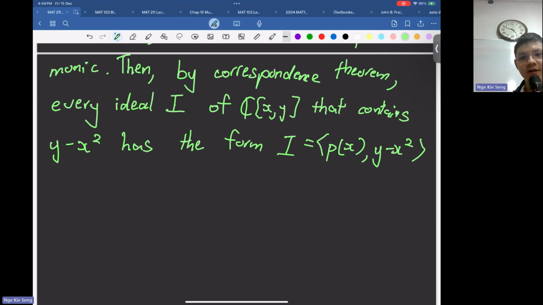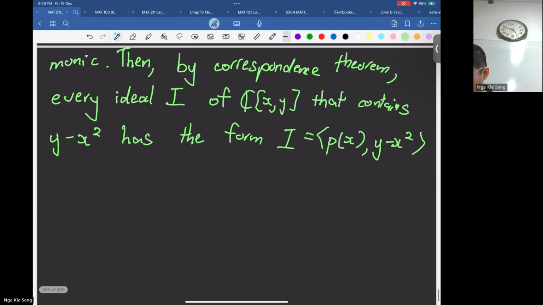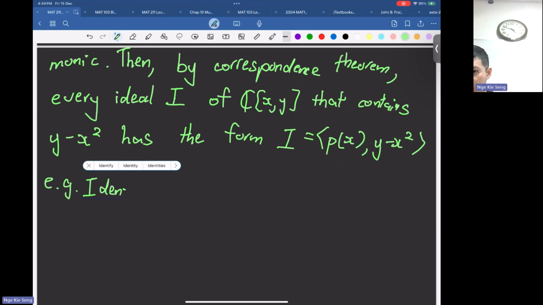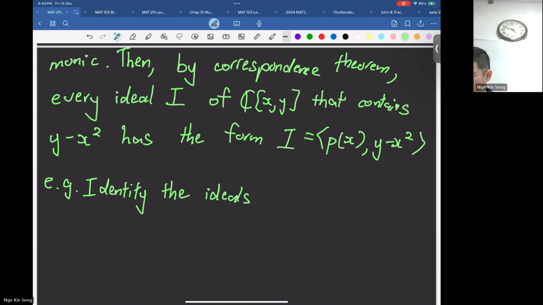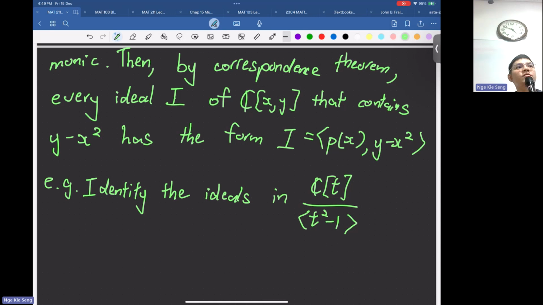Let's look at more examples. So let's look at the second example. Let's look at all the ideals. Identify the ideals in C[t] generated by t squared minus 1. What are the ideals here? How do we study the ideals here?